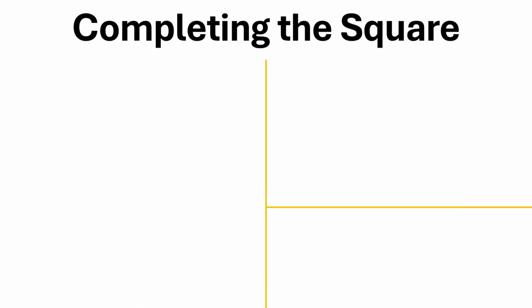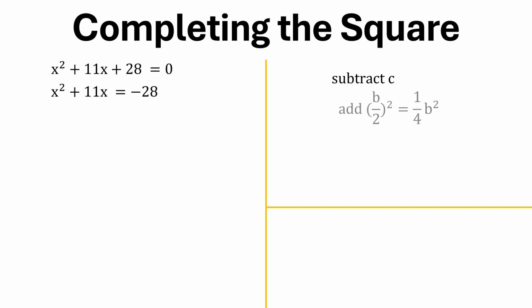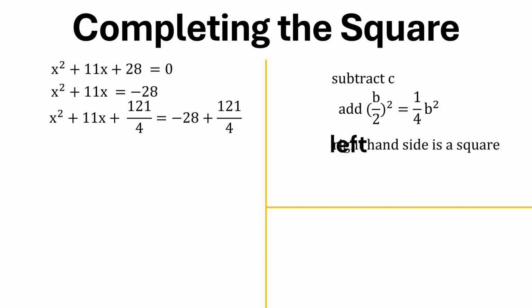Let's use the same example we used for factoring. x squared plus 11x plus 28 is equal to 0. The first thing is to subtract c. We get x squared plus 11x equals minus 28. Next, we add half of b all squared, that is b squared over 4, to both sides of the equation. That gives us x squared plus 11x plus 121 over 4 equals negative 28 plus 121 over 4. After completing this step, the left-hand side of the equation becomes a perfect square of the form x plus b over 2 all squared. So our equation is now x plus 11 over 2 all squared equals 9 over 4.